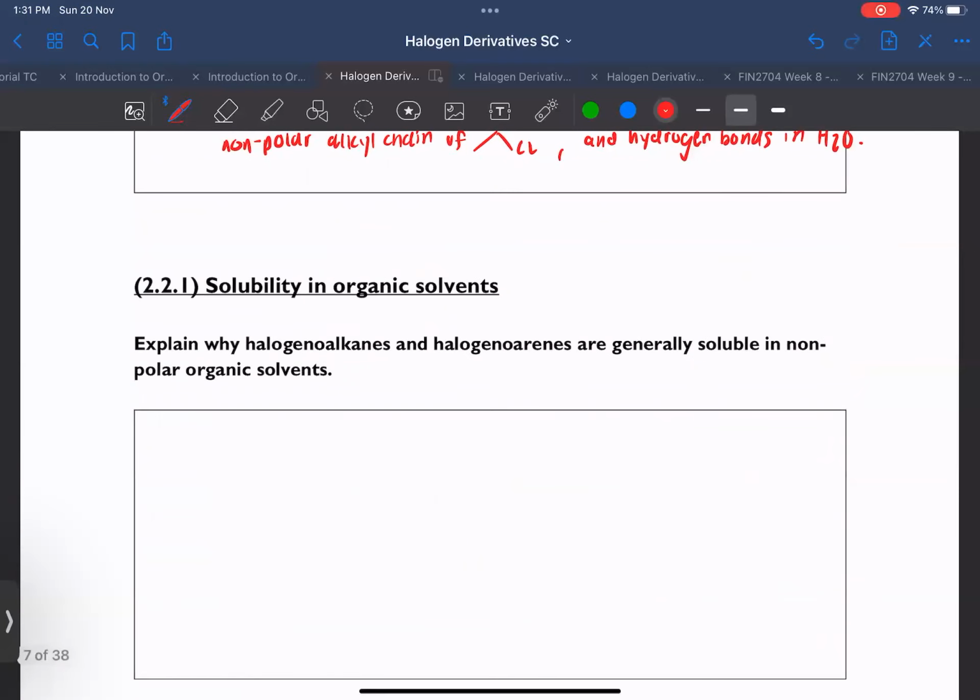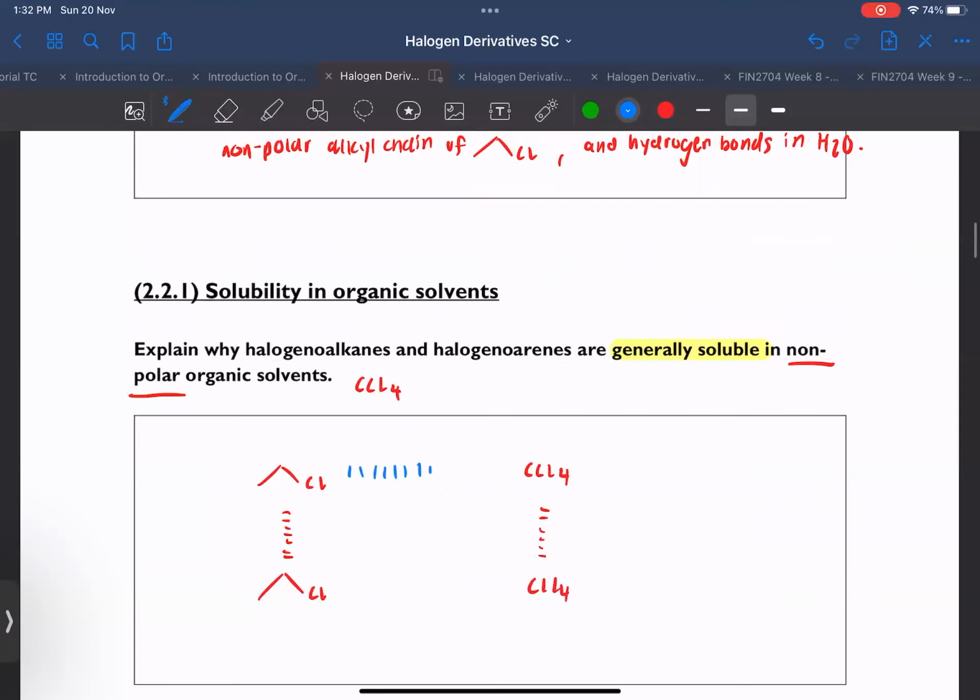On the other hand, halogenated alkanes are generally soluble in non-polar organic solvents. A very common non-polar organic solvent, we're going to talk about CCl4. Very, very commonly used. Again, I want to draw in the diagram, and the explanation you all write down in your own time. First of all, I have a halogenated alkane and I have CCl4. Let's just interact with each other first, and then the blue interactions between both molecules.